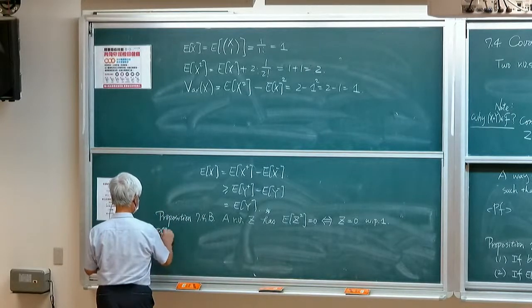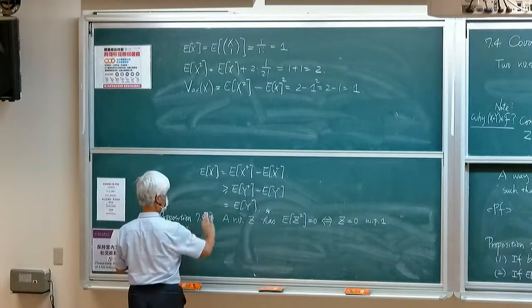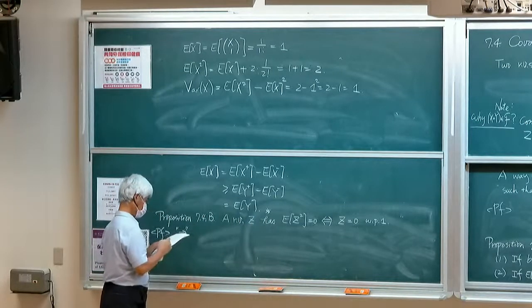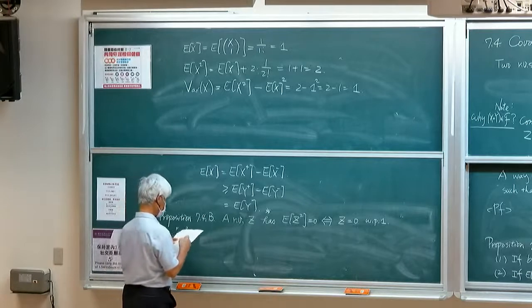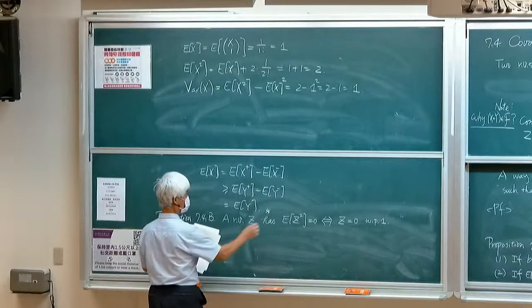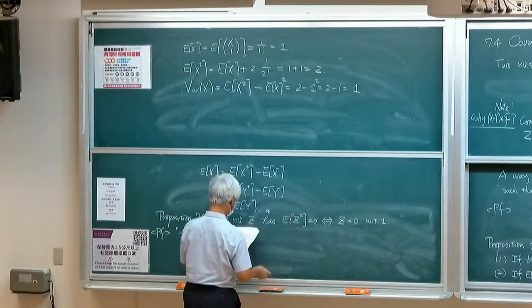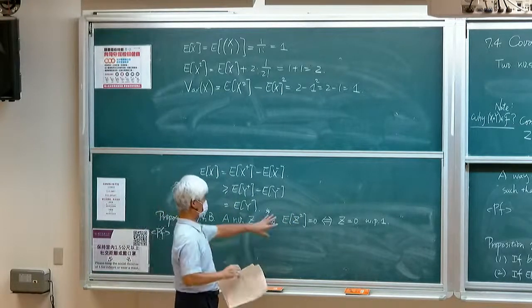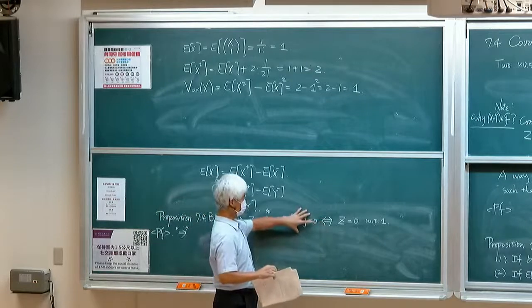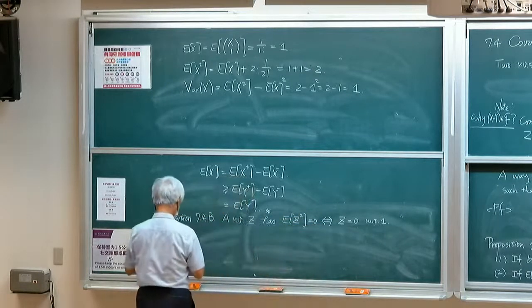Okay. So the proof. Now we go to this direction. So the second moment of Z is 0. Okay. Under this condition, we want to show Z is equal to 0 with probability 1. Okay.